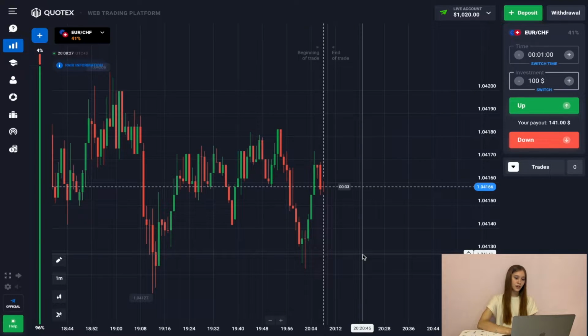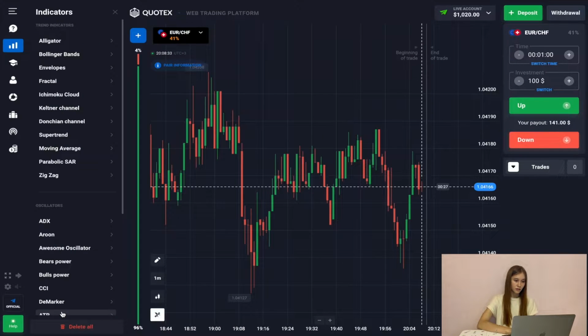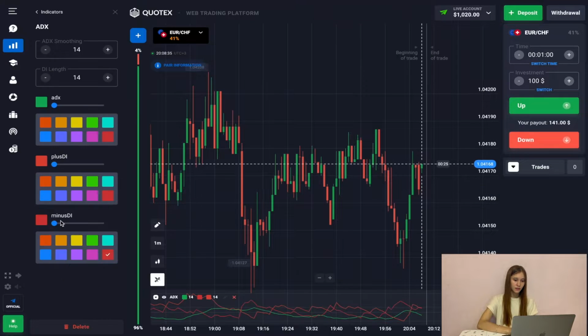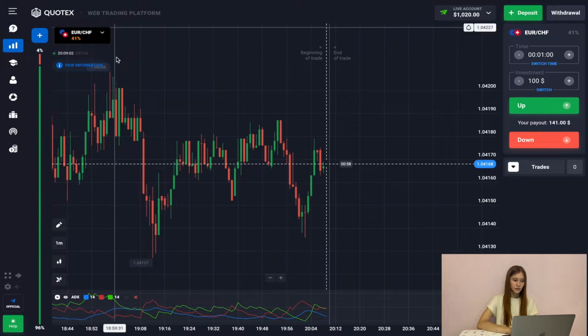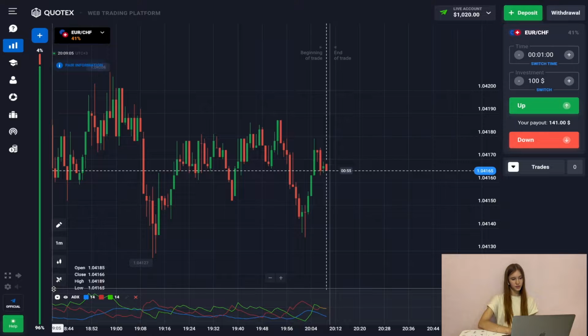Let's consider the ADX indicator. For this we will select it. We'll leave these settings for personal convenience. We will choose the color for the ADX lines. It will be blue. Everyone can choose any color for convenience. Plus DI in green and minus DI in red. We select this setting. Set the indicator. I'll tell you a little about it.